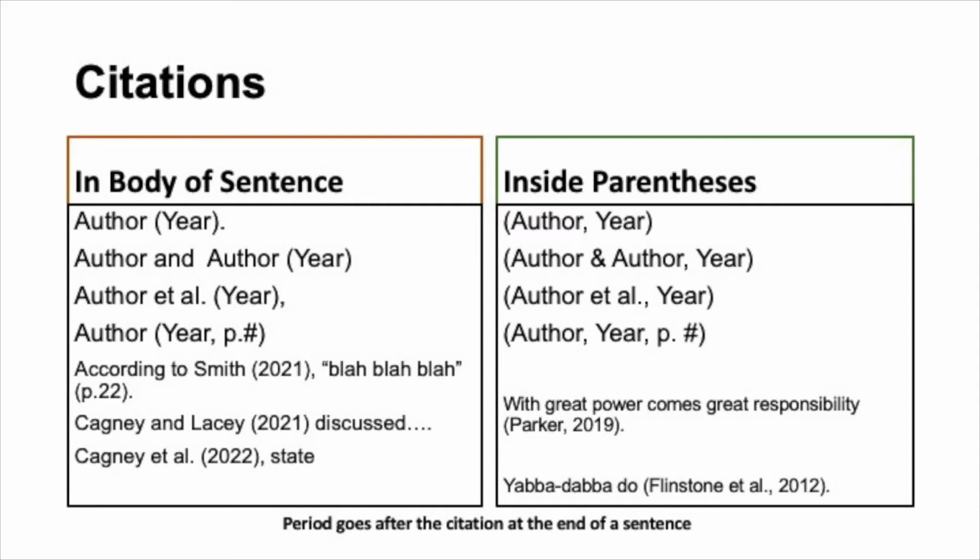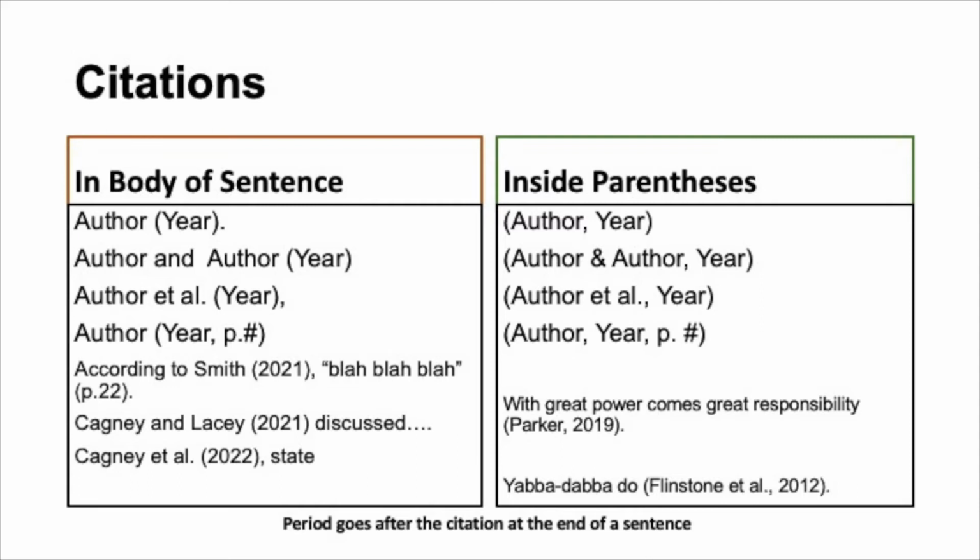This shows you how to do a citation in the body of the sentence versus when you're doing a citation at the end of the sentence where you're going to put everything inside parentheses. So at the very bottom of this slide, it gives an example of how the citation would look in the body of the sentence, where it says Cagney and Lacey, parentheses, the year it was published, and then you continue saying discussed, blah, blah, blah.